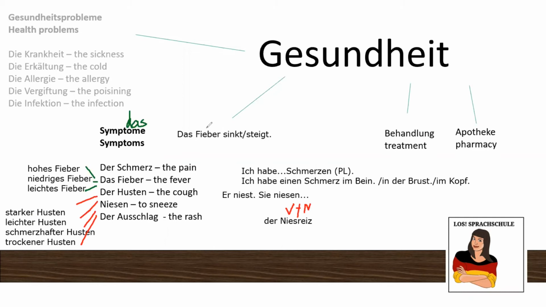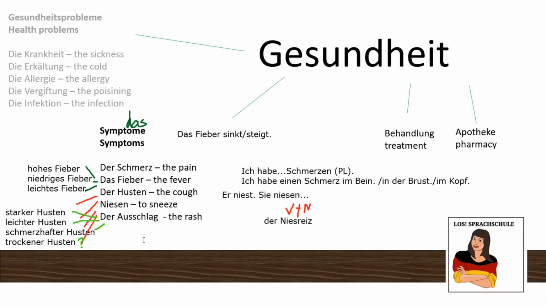And the last one, der Ausschlag, the rash. Here you can also say der starke Ausschlag, the strong rash or the extreme rash, der leichte Ausschlag, der schmerzhafte Ausschlag, trocken, a dry rash. I don't think so. It's not wrong, but it's not really natural sounding. But the other three are the same as we learned before.